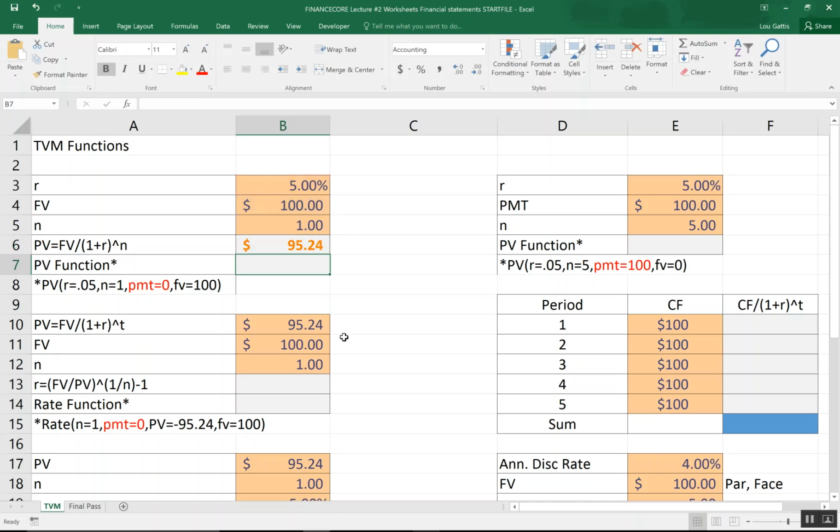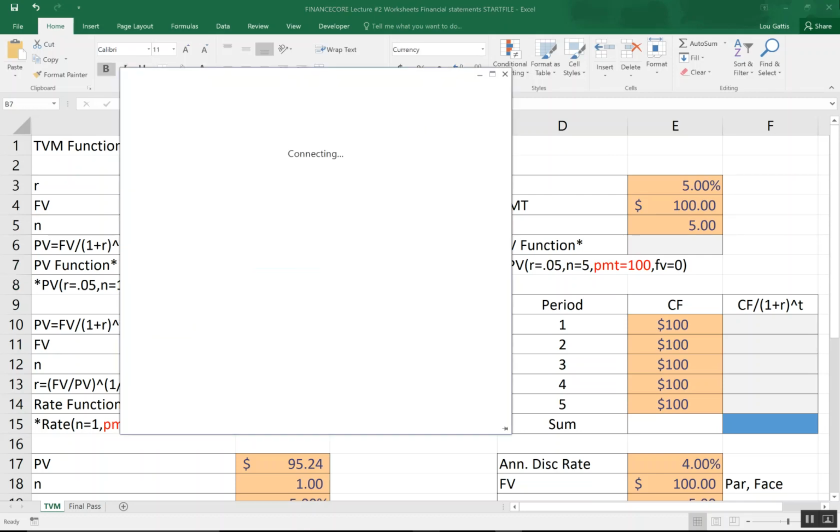However, you could use Excel's PV function, equals PV, open paren, and notice it's asking me right here for the rate, 5%, comma, number of periods, 1, comma. Now notice it says payment. Now whenever the functions in Excel ask for payment, this is a payment that's received multiple times. So I'm going to say 0, comma, future value of $100. And where it says type there, let's not worry about that for now. And whenever you see an argument in brackets, it's optional.